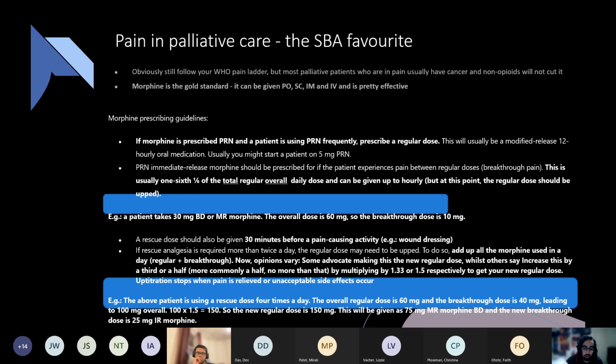So let's say you've got your patient who's taking 30 milligrams twice a day. So that's a total of 60 milligrams. How do we decide what her breakthrough dose should be? So the dose she should be taking PRN if she needs.